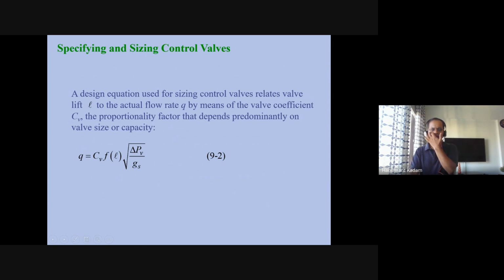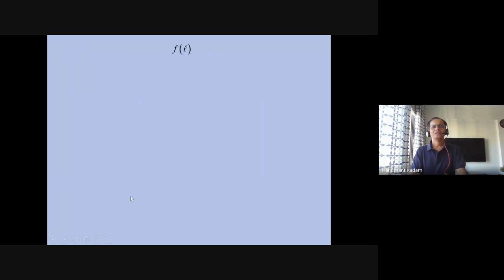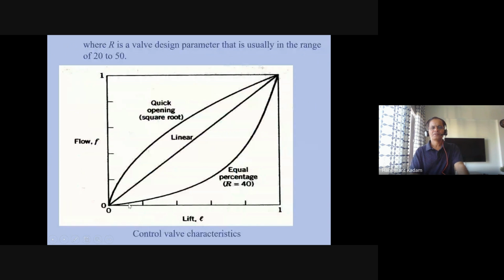This we have seen again. Just these are the formulas, I'm skipping.